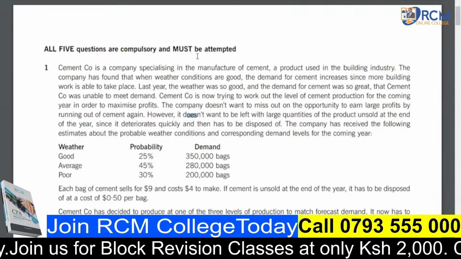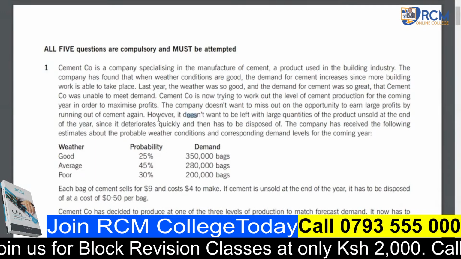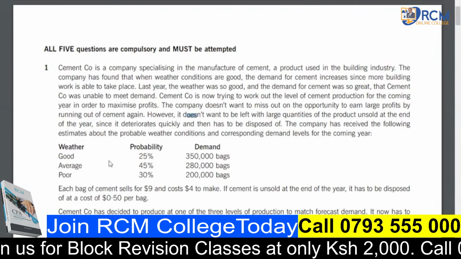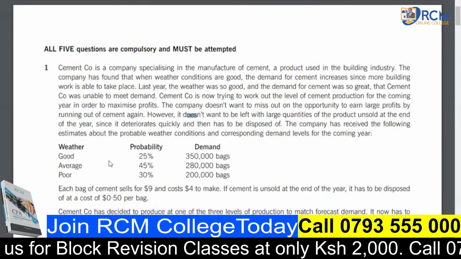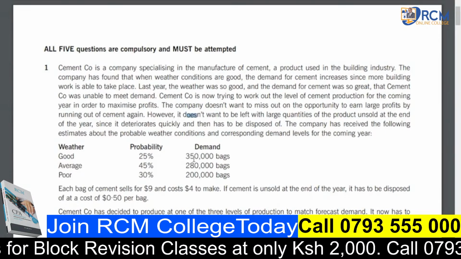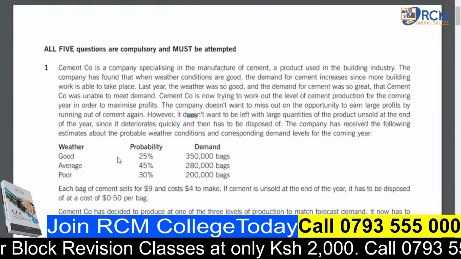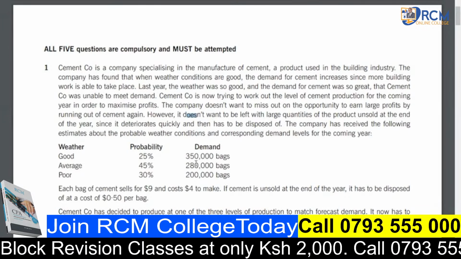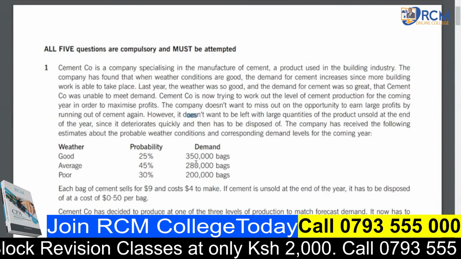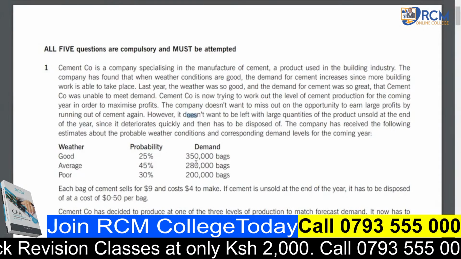Okay, so it's a payoff table. We have a situation where a company is wondering how many bags of cement they should produce, how many bags of cement they should supply, vis-a-vis demand, which is fluctuating here. You can see that during good weather, the demand is going to be very high because, of course, when weather is good, we expect a lot of building and construction going on.